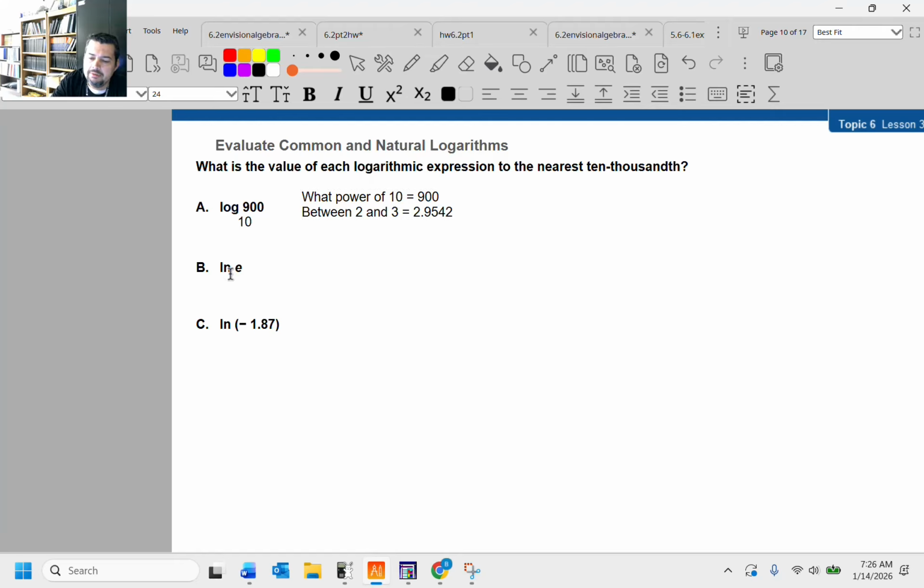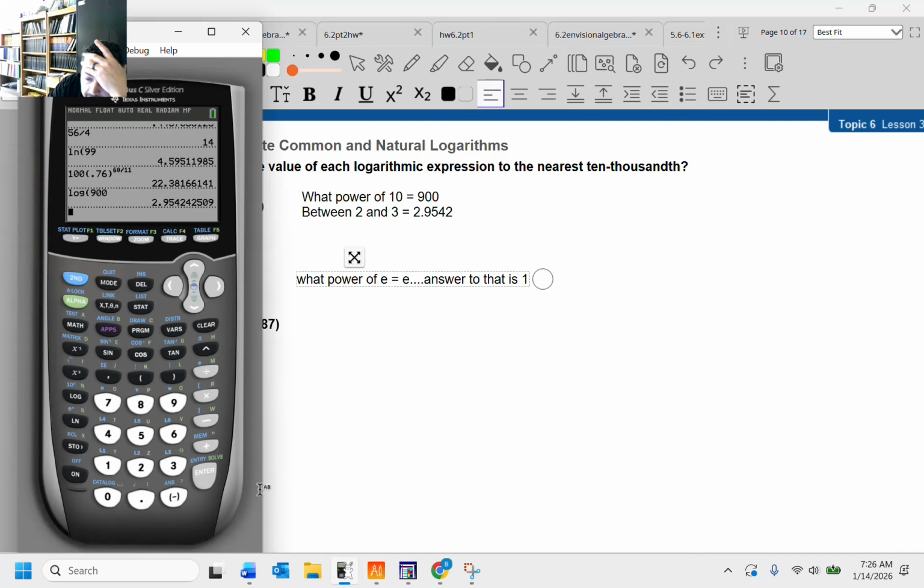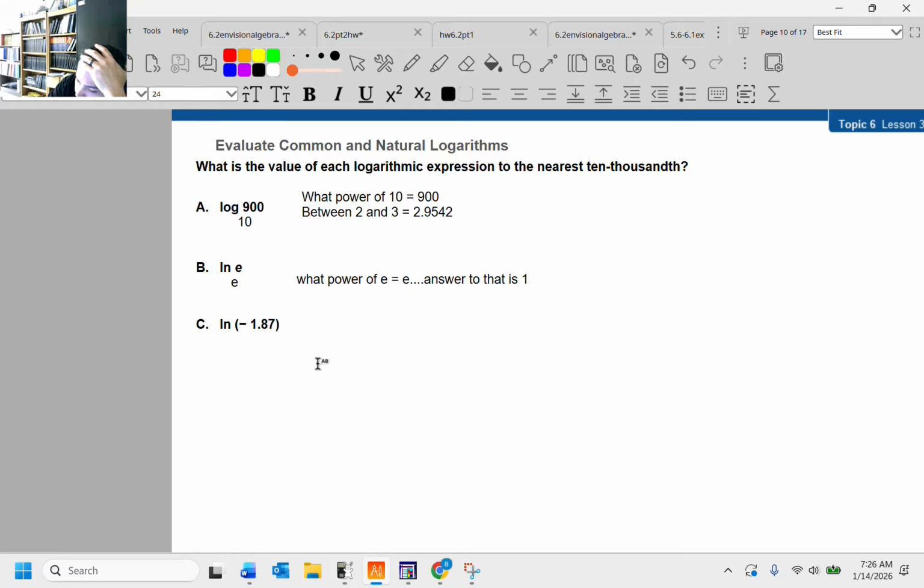All right, B. The understood base, since it's a natural log, is e, and this one's pretty easy. This one can be done without a calculator. It says, what power of e equals e? And the answer to that one is 1. I swear it is. But for you nimwits, I need to hit second ln to get e, and raise it to the first power. Ta-da! It's 1.